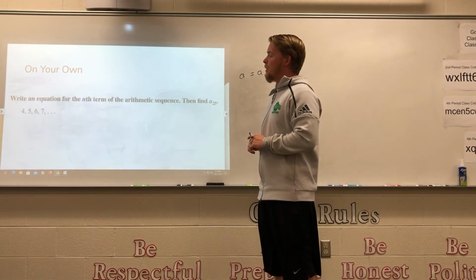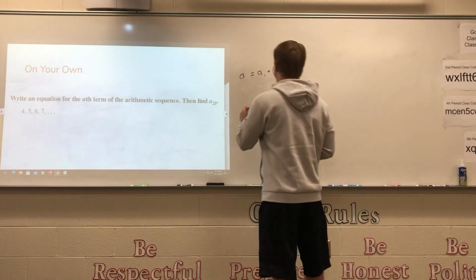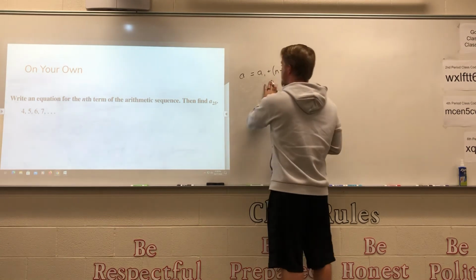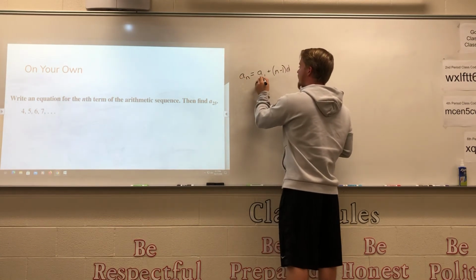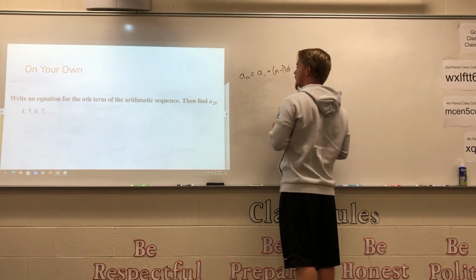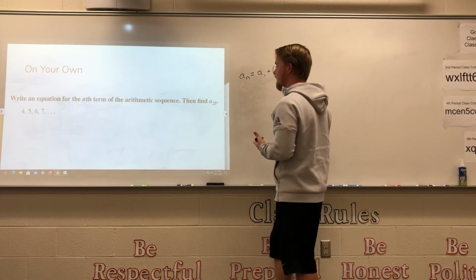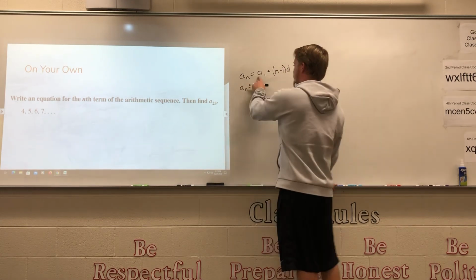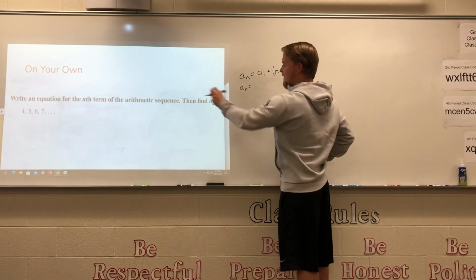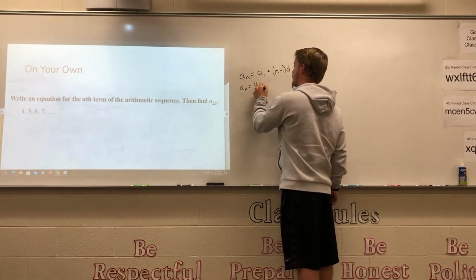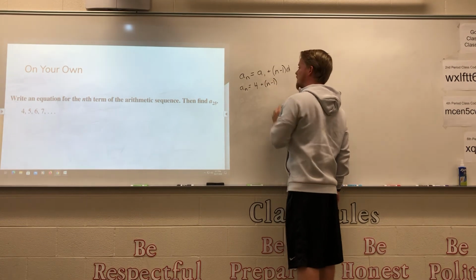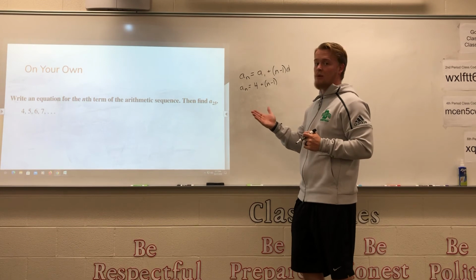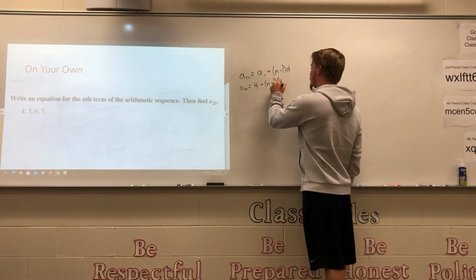So, there's your sequence. And again, you're going to use this equation, a_n equals a_1 plus n minus 1 times d, to find your 25th term. So, a_n equals, I plug in my a_1, which is my first term, 4, plus n minus 1, and then my common difference, which obviously you can see they're just adding 1 each time, so your common difference would be positive 1.